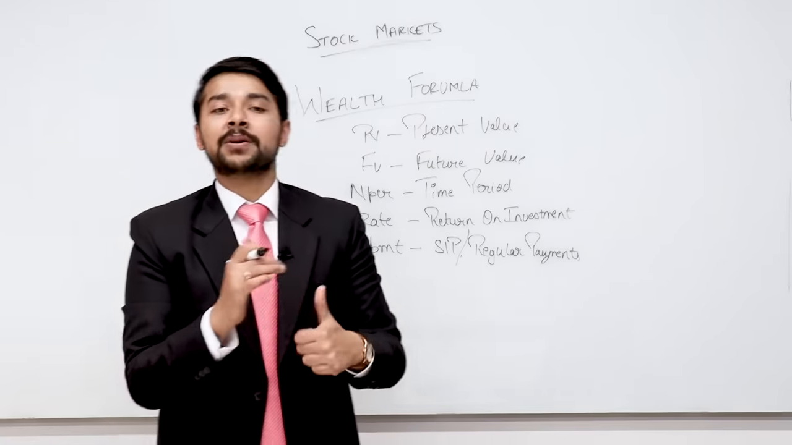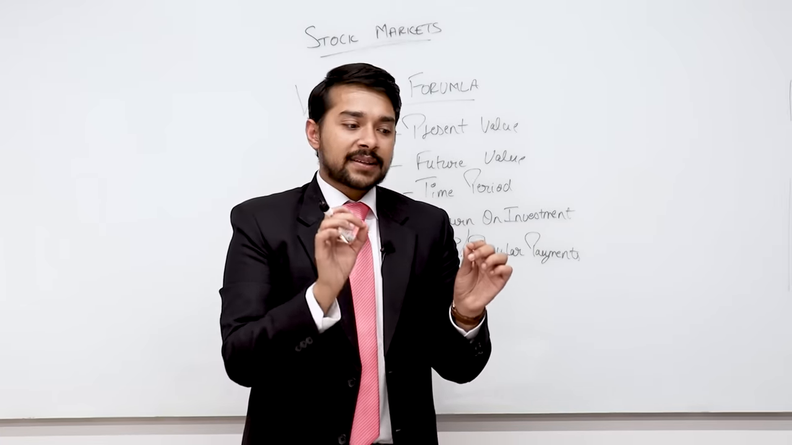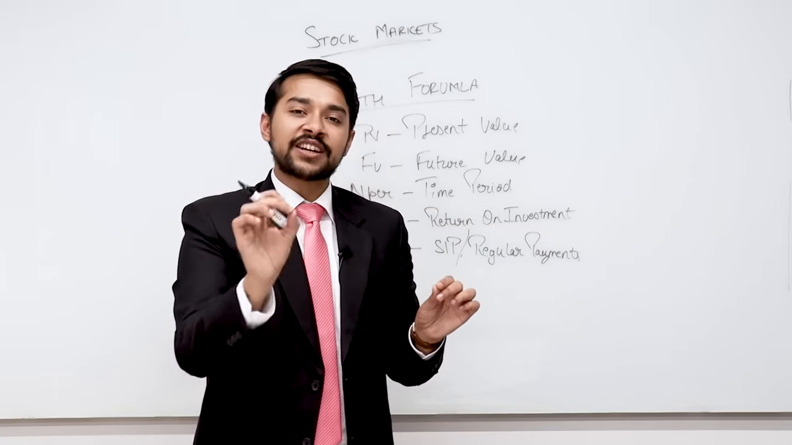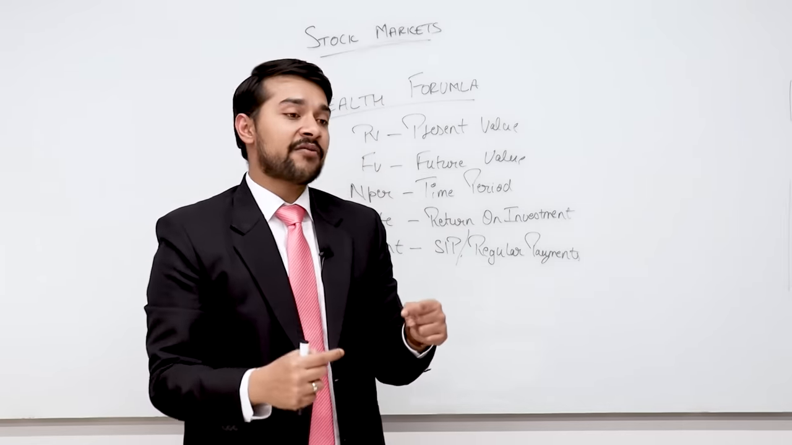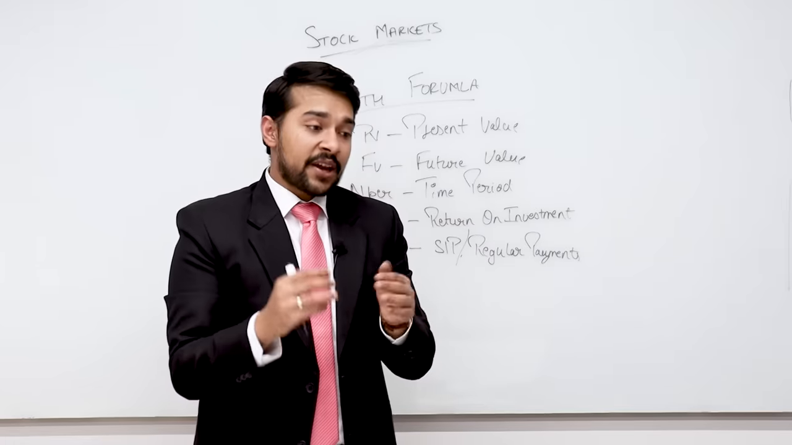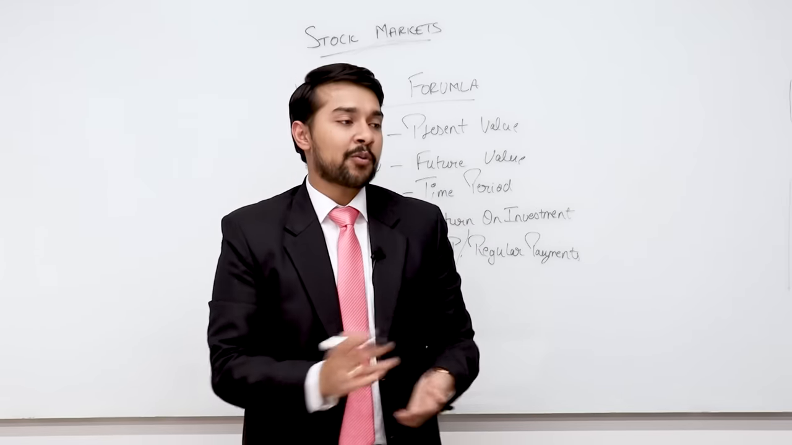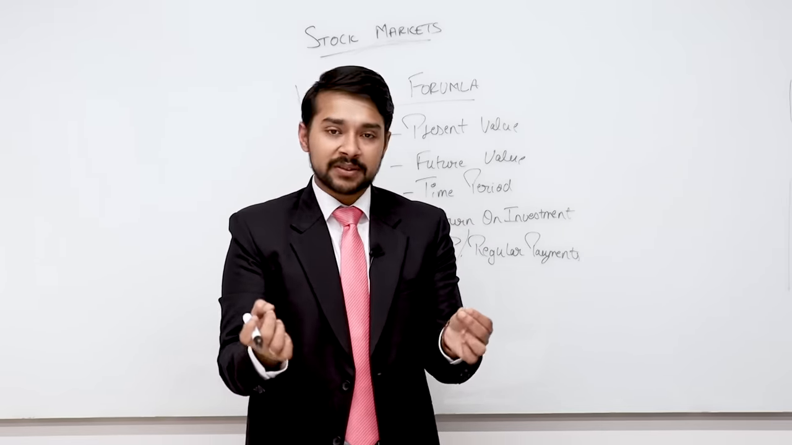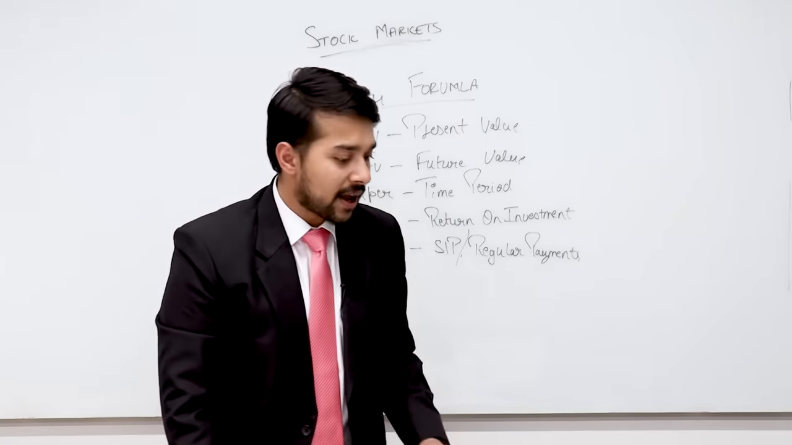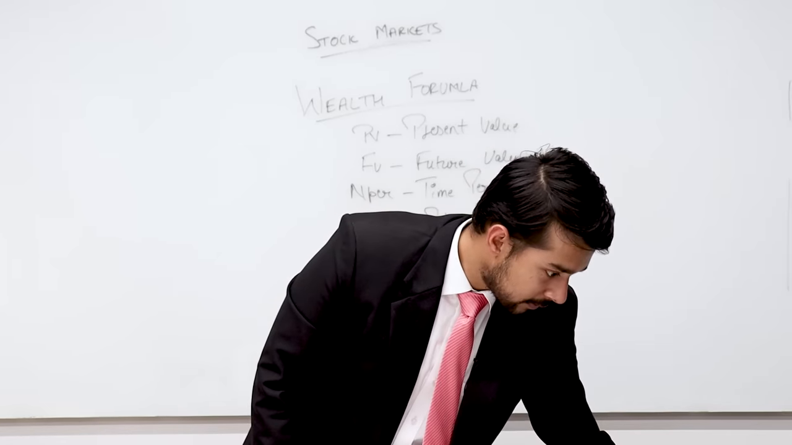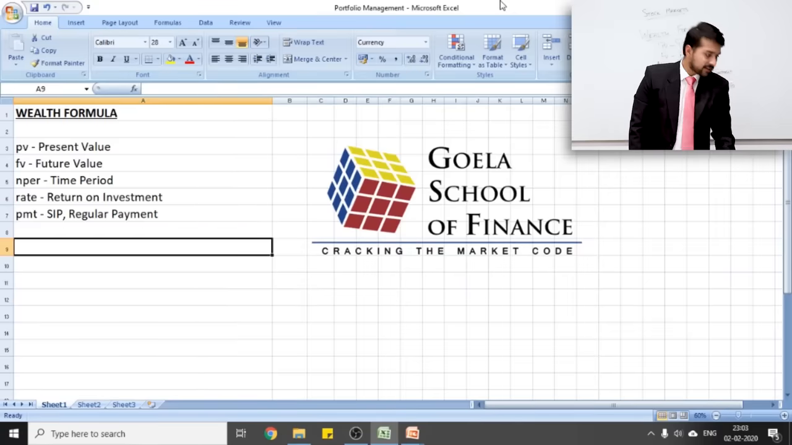SIP is systematic investment plan. Simply, SIP is a fixed amount of investment after regular intervals of time. Right? So if I invest every year, it's a SIP. If I invest every day, it's a SIP. If I invest every month, it's also an SIP. So, bahut logo ko lagta hai that SIP is only investment on a monthly basis, but aisa nahi hai. SIP is invested after regular intervals of time. Now, as you can see the Excel sheet, maine aapko sab de rakha hai. PV, present value, FV, future value, NPER, time period, rate, return on investment, PMT is SIP.